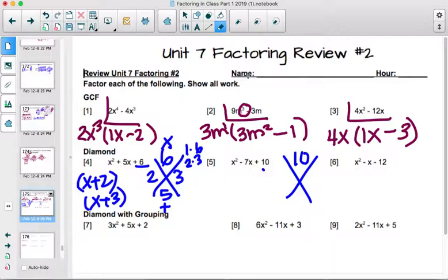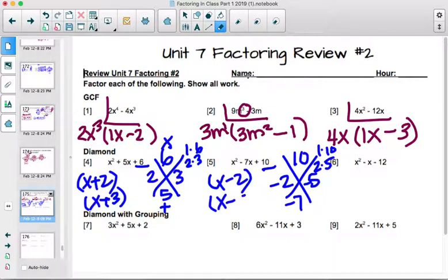Second one has 10 on top and negative 7 on the bottom. My options are 1 and 10 or 2 and 5. 2 plus 5 is positive 7. So if I make them both negative, that's going to give me a negative 7. So I have x minus 2 and x minus 5.